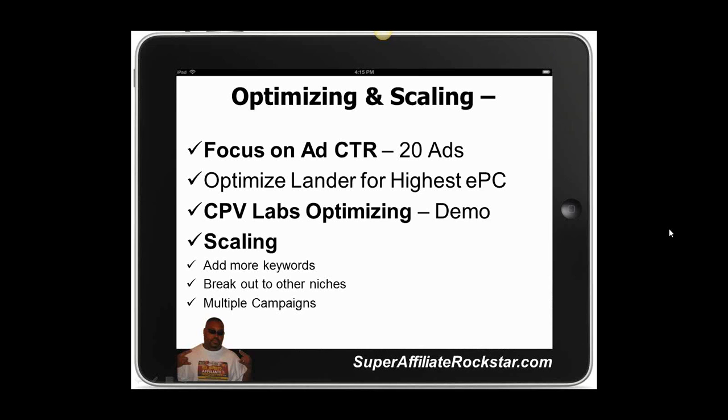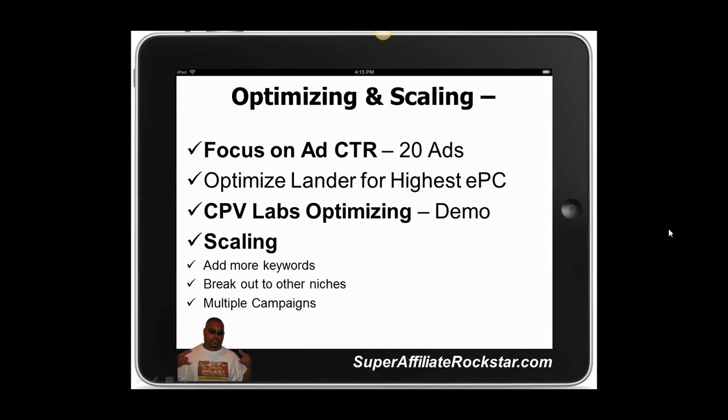Otherwise, they wouldn't have a 100K keyword limit in the account. So add more keywords. That's the first thing you need to do. Next thing you can do is, and when I say add more keywords, add more targeted keywords. And what you also can do is add more keywords from other related demographic niches.